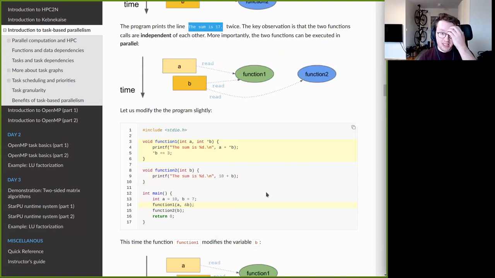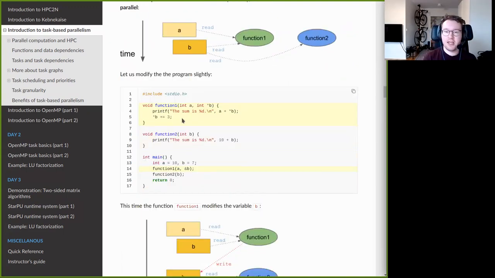But if you make things a bit more complex, what I have done here is simply that function 1 has been modified in such a way that it will print out the sum of these two arguments, but after that, it will actually increment the second argument by the number 3.